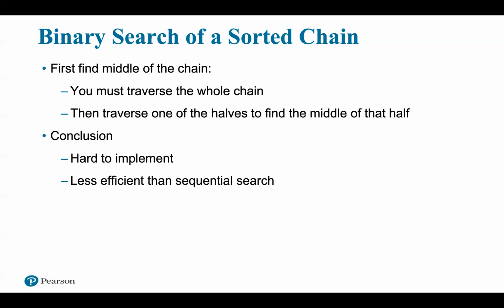After looking at the entry in the middle node, you probably need to ignore half of the chain and search the other half. Do not change the chain when ignoring part of it. Remember that you want to search the chain, not destroy it. Once you know which half to search, you must find its middle node, again by traversing the chain. It should be clear to you that a binary search of a linked chain of nodes would be challenging to implement and less efficient than a sequential search.